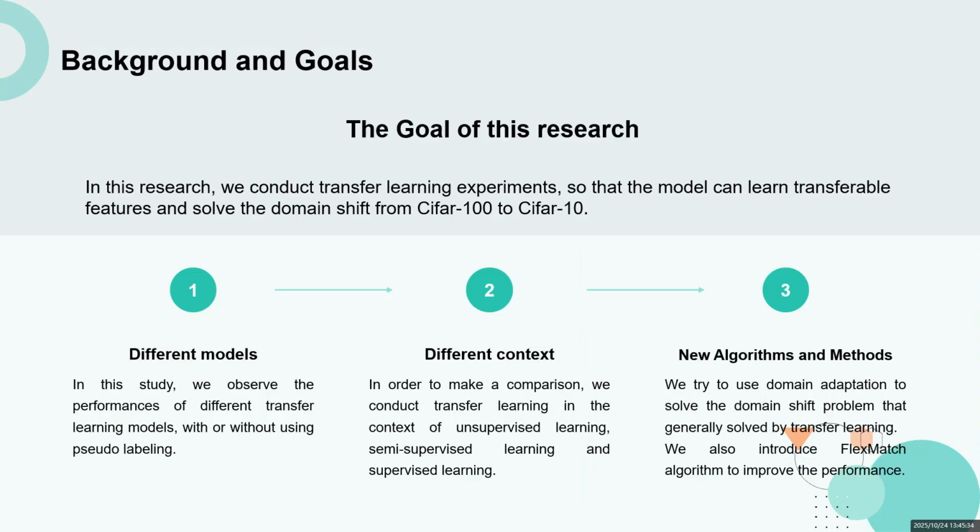The goal of this research is to conduct transfer experiments so that the model can learn transferable features and solve the domain shift from CIFAR-100 to CIFAR-10. And we build different models and observe the performance of different transfer learning models with or without using pseudo-labeling. In order to make a comparison, we conduct transfer learning in the context of unsupervised, semi-supervised, and supervised learning. We also try to use domain adaptation to solve the domain shift problem that is generally solved by transfer learning. We also introduce the FlexMatch algorithm to improve the performance.